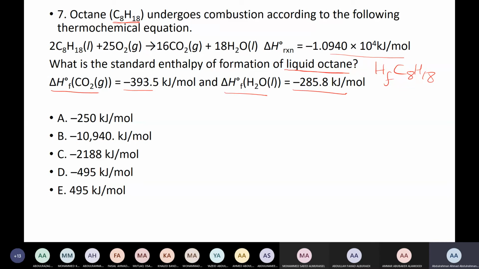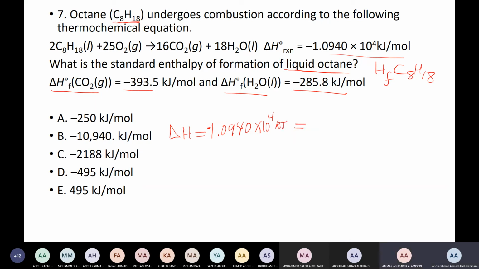The first thing you must tell me: delta H, what is it equal to? Delta H for the reaction is, with a minus of course, 1.0940 times 10 to the power 4 kilojoule. Okay, this is equal to what?